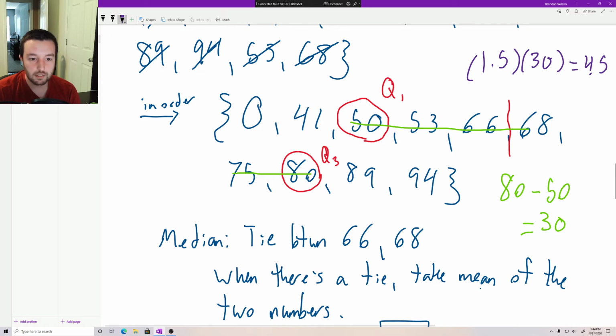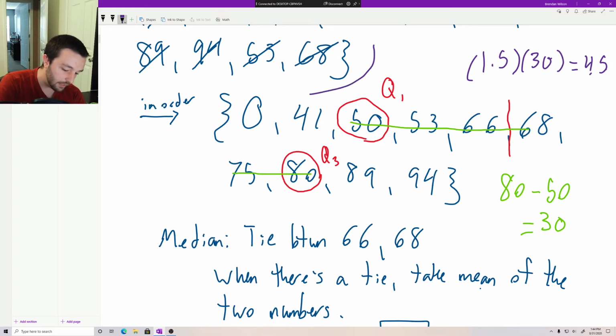So for something to be an outlier on this side of the data, it would have to be 45 more than 80, which means it would have to be at 125. That's not really possible, because unless there's a lot of extra credit on the test, you can't get up to 125%. To be an outlier on this side, you would need to be 45 below 50. So you'd have to be at 5 or less. So we do have a 0 here. So this is an outlier. Okay.